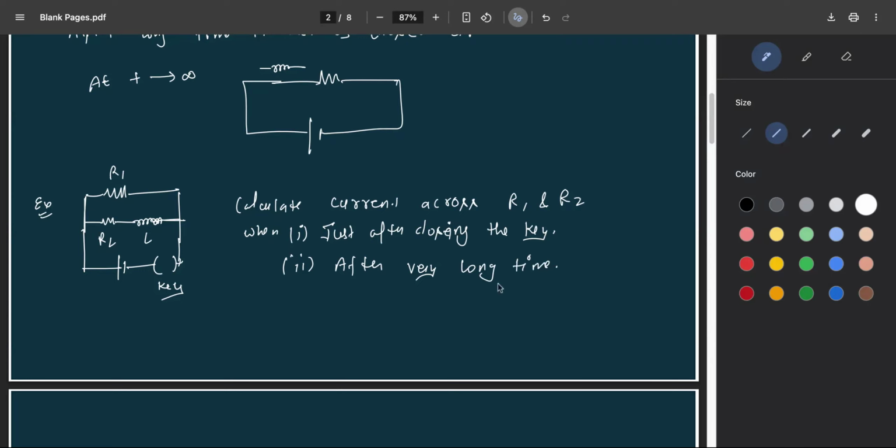Now, can you try it once? Just calculate it and let me know the answer. For simplicity, in both cases also calculate the overall current. Overall current means the current passing from this part. This is the current getting in I2. So you need to calculate them.